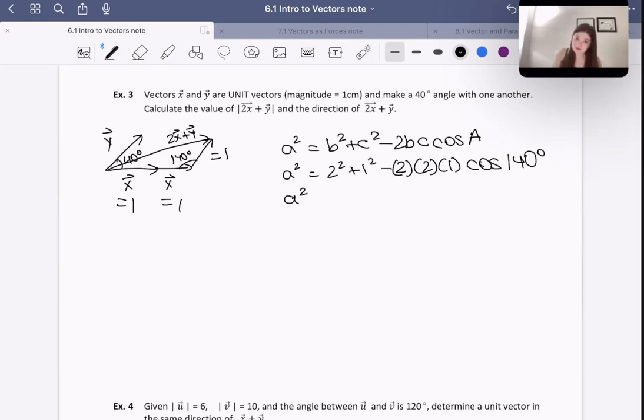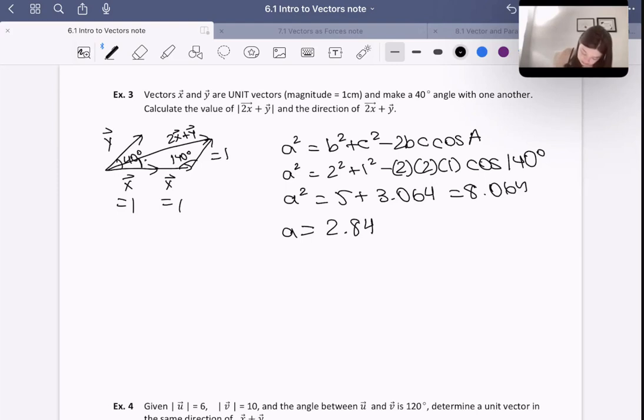Therefore, a squared is going to be equal to 5 plus 3.064, which is 8.064, which means a, if we take the square root of both sides, is 2.84. Okay, so there we have it. We know, therefore, that is the magnitude. Now, what about the direction? How can we find the direction here? Well, I would like to know, what is this value here, this theta? And how can I do that?